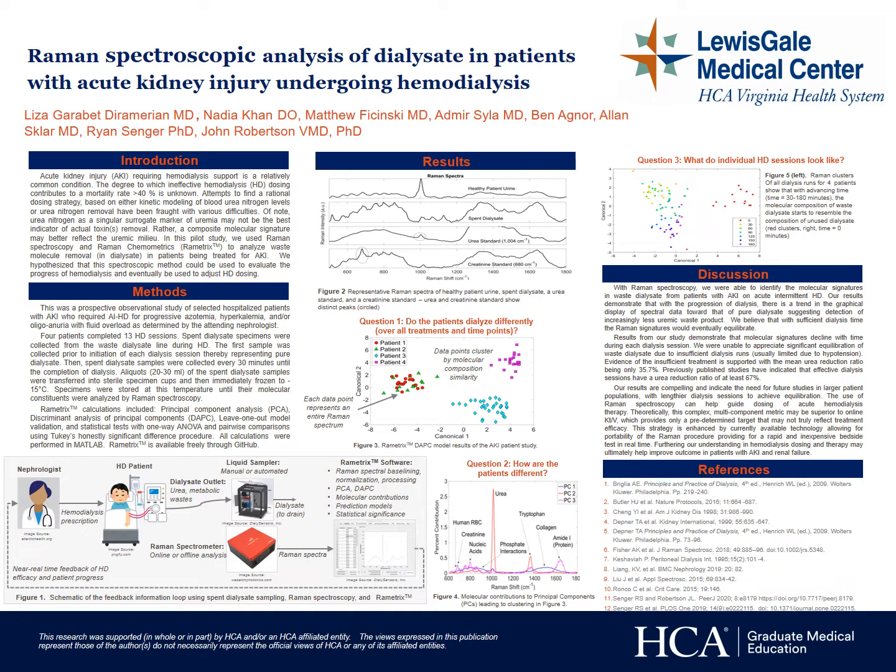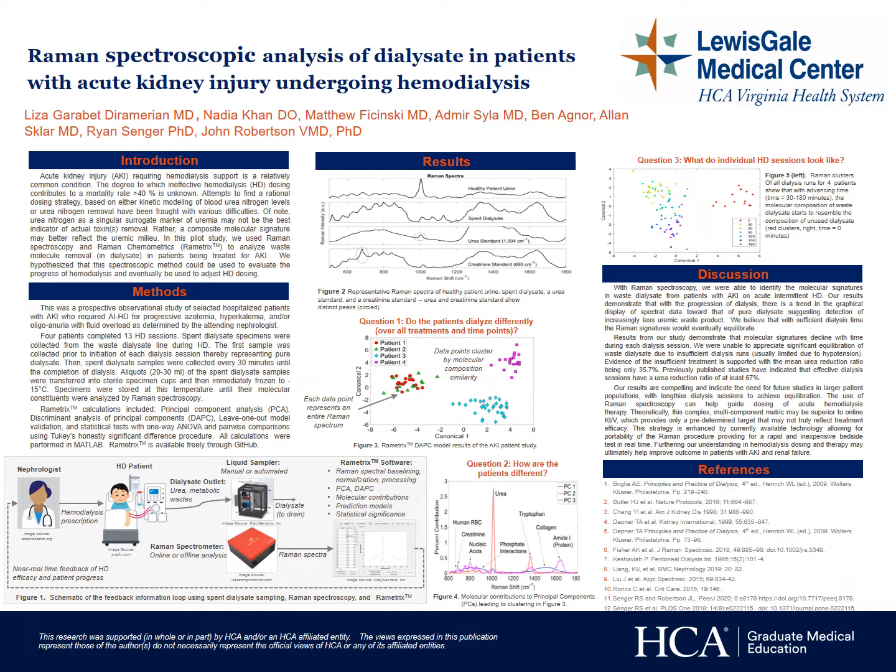We performed a study of 4 patients with acute kidney injury who were prescribed hemodialysis as a part of their medical management. Our study protocol is shown in Figure 1. Hemodialysis is the process during which uremic toxins in the blood get filtered across a membrane into pure dialysate, that is then discarded as waste dialysate.